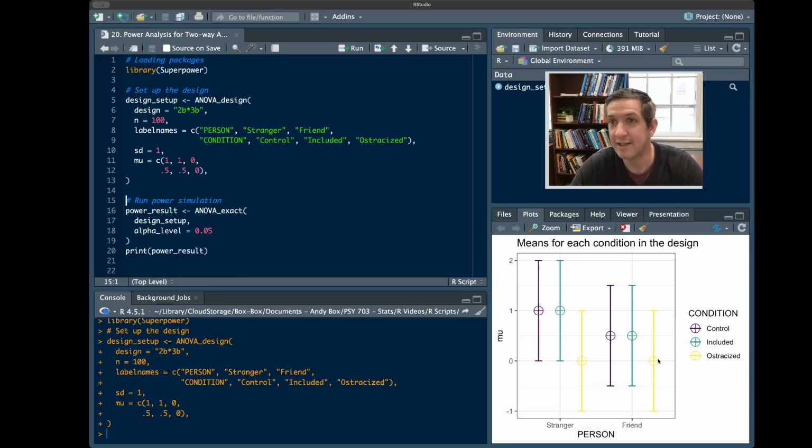So hypothetically, let's suppose that in the population, the effect of this treatment variable is only half as large for friends versus strangers. So what that means is up here, I've set it up so that the difference is only half a standard deviation between in this case, the included group and the ostracized group. So see, the included group is half a standard deviation higher than the ostracized group, which has a mean of 0 here. So this pattern of means corresponds to the interaction that I've laid out here.